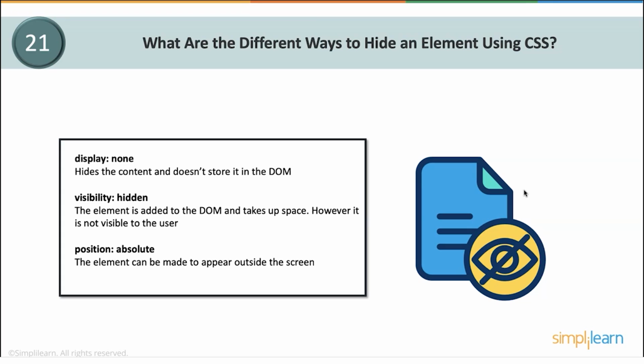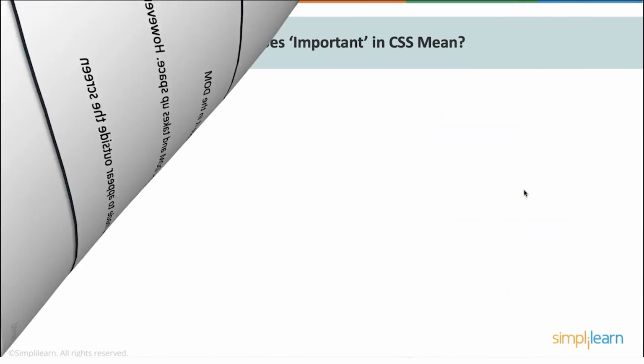And the third is position absolute. With this, the element can be made to appear outside the screen. So three different options are available.